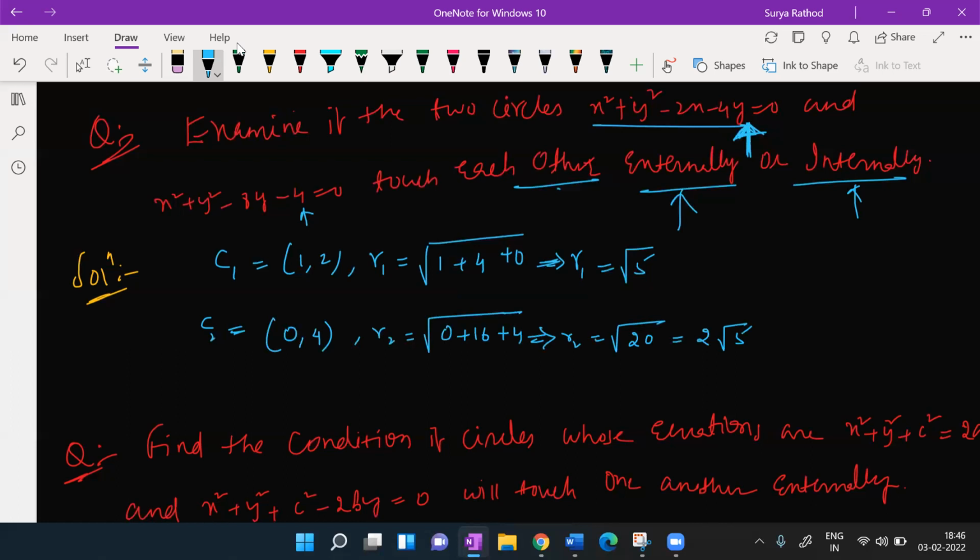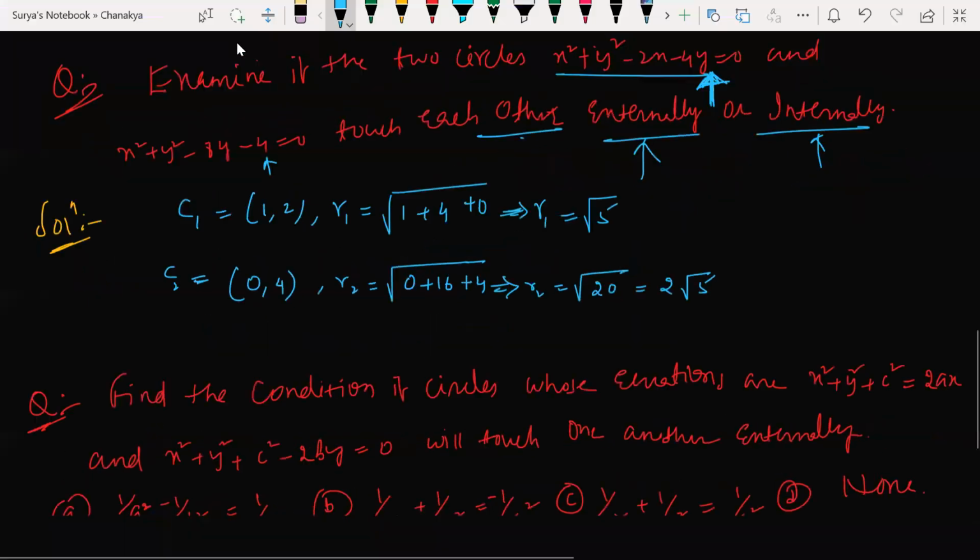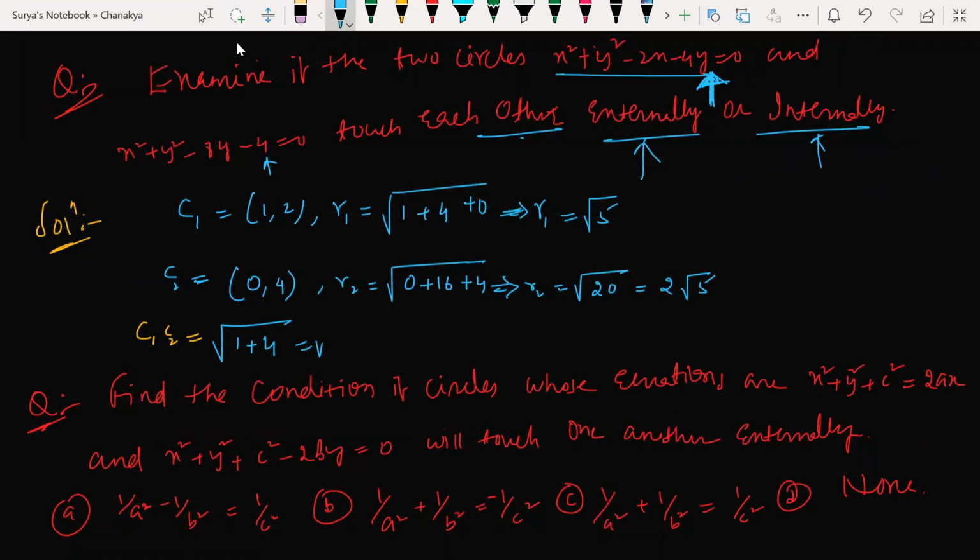Guys, he is asking us whether these two circles touch each other externally or internally. Then how can you examine that? First we will find C1C2. C1C2 is the distance between C1 and C2, the square root of this and that. Square root of 1 square is 1, 2 square is 4. Root 5 I'm getting. So the distance between center 1 and center 2 is root 5.